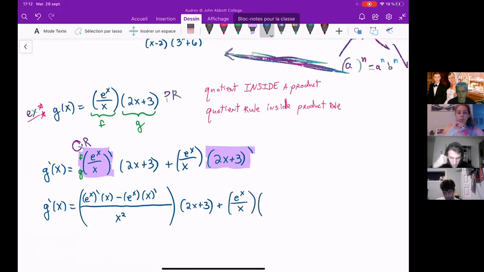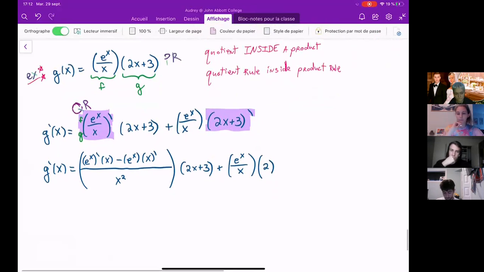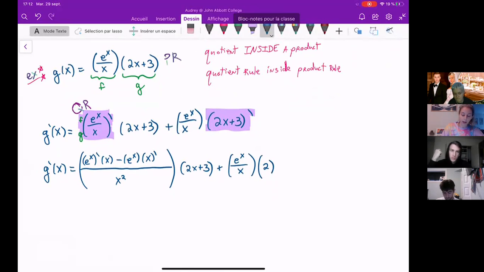What's the derivative of 2x plus 3? 2. Ta-da, 2. Do I have any primes left over that I haven't done yet? E to the x and x. So I still have these two primes that showed up when I plugged things in to my quotient rule.